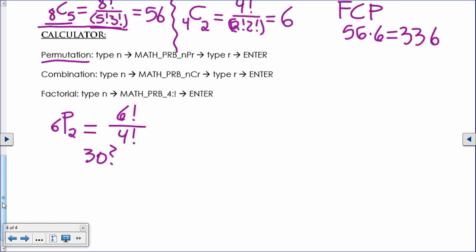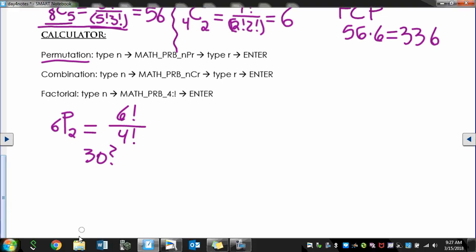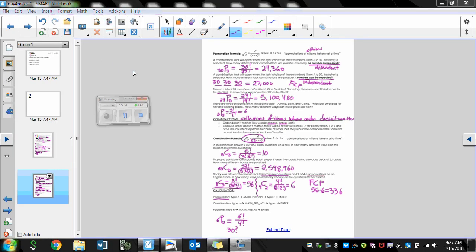Alright, so the tricky part, again, one more time, the tricky part is knowing whether it's a combination or a permutation with the word problems. Make sure you're really, really careful with that particular idea. Alright? Does anybody have any questions? Nope.